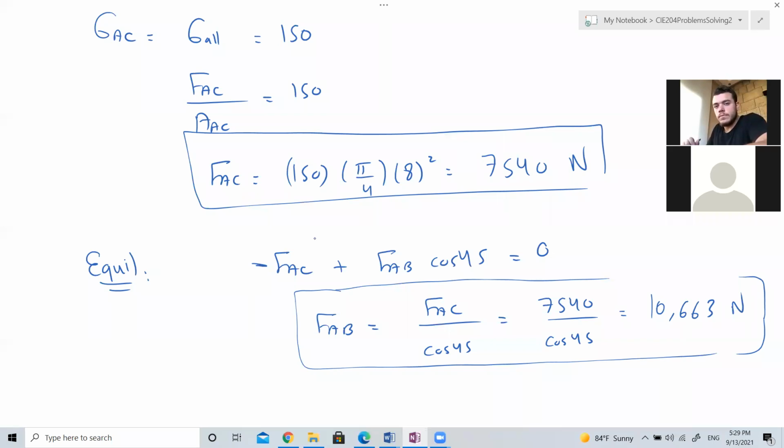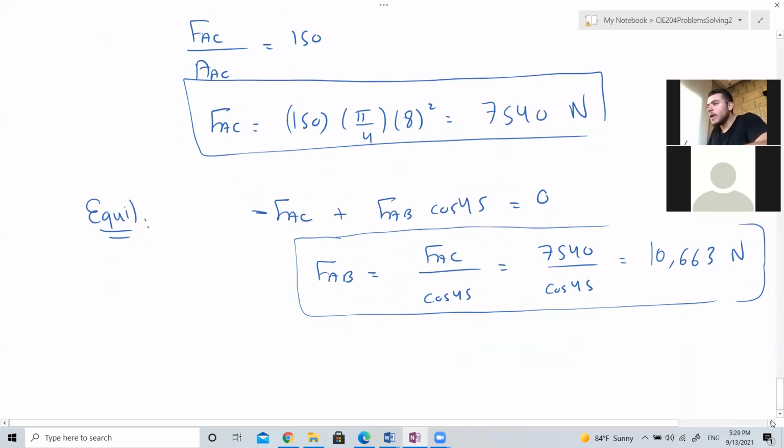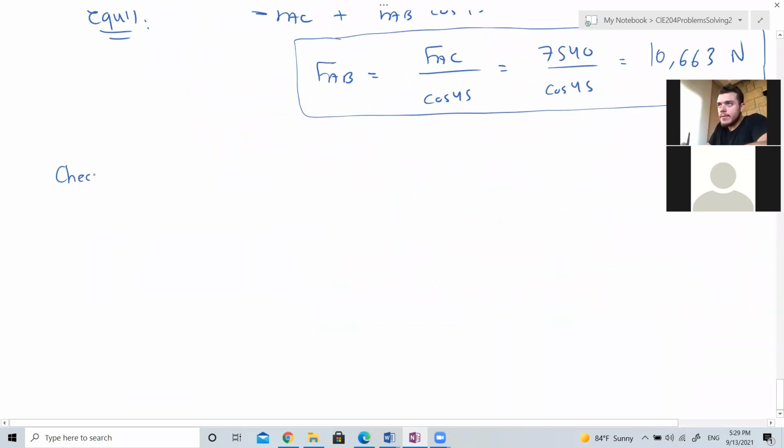Yes, clear. Now that we have found FAB, again, we need to check. Here there is no need to check, because you already know your assumption was wrong from the start. But let's check either way. How do you check? Let's find the stress in AB, which is FAB divided by the area.